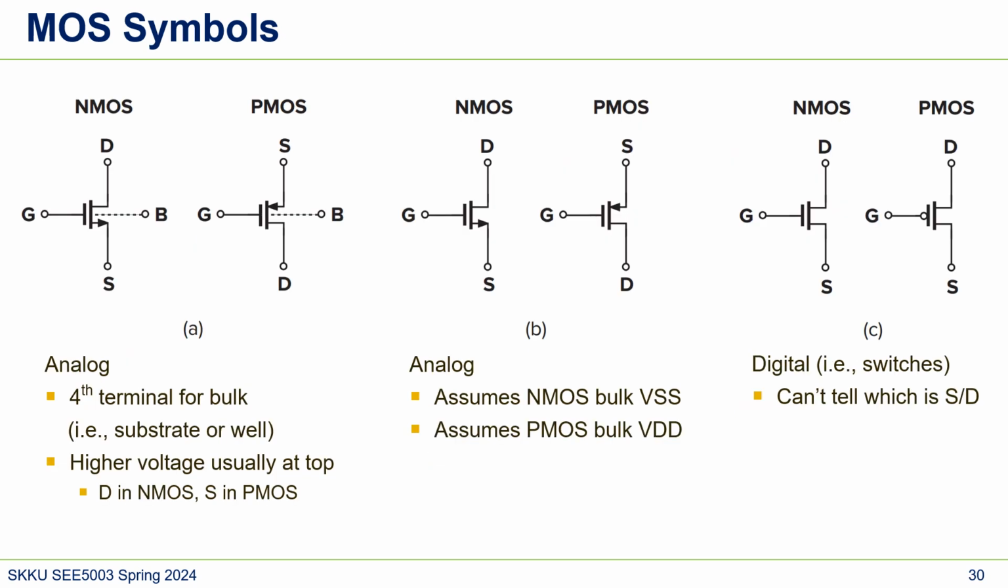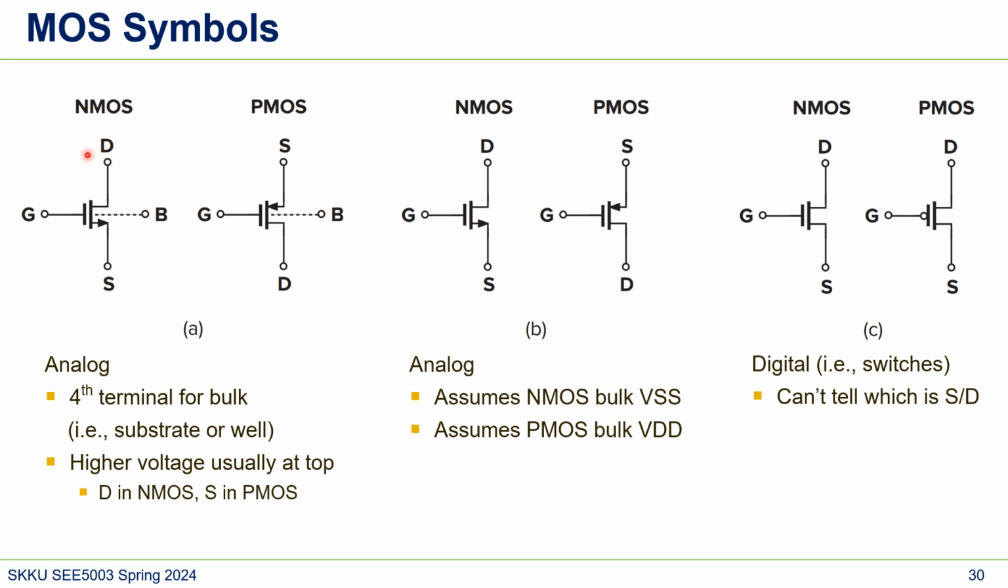We learned that the MOSFET has 4 ports. And here, let's wrap up the MOS symbols. There are 3 types of symbol that we draw. First, analog. You can see there are 4 terminals. The 4th terminal is bulk. In NMOS, the bulk corresponds to the substrate, P substrate, and in PMOS the bulk corresponds to the N-well.